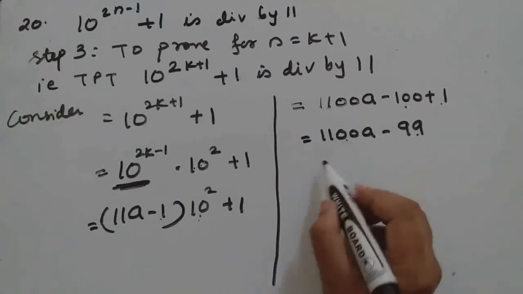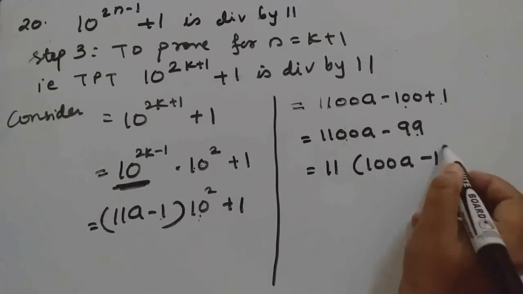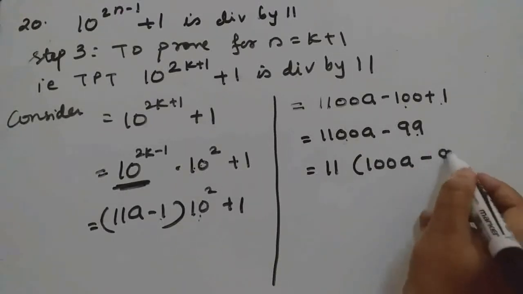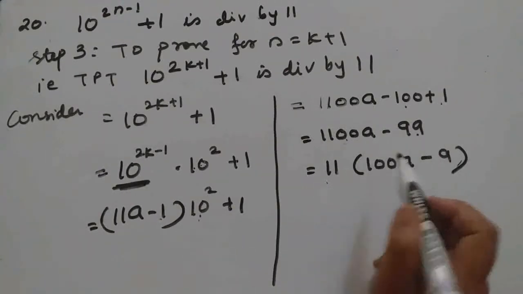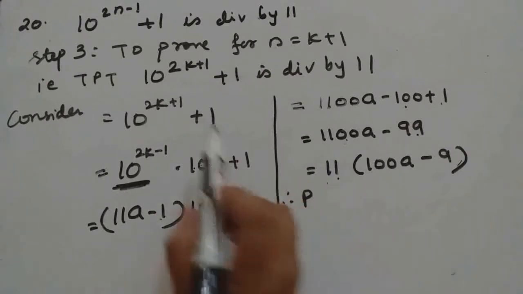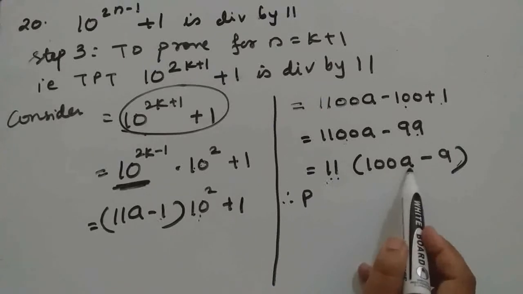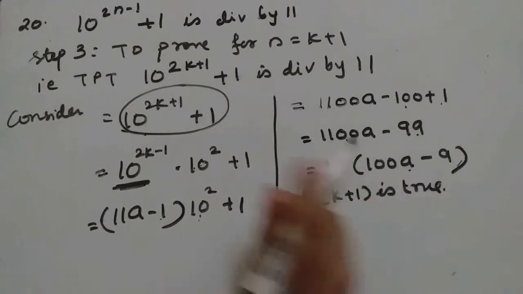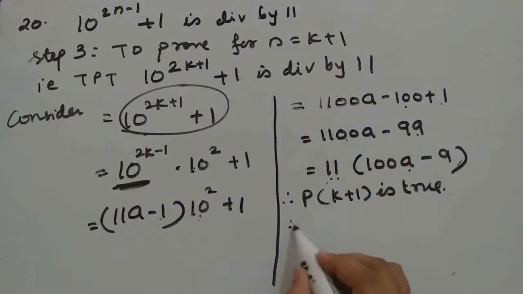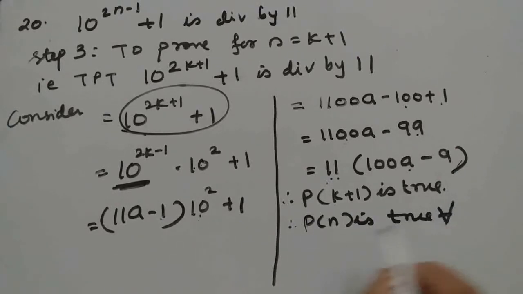From both these terms we can take common 11, isn't it? 100a minus 1 minus 9 will remain. So 11 into some number. That means we have proved that this expression can be written as 11 into some constant number. Therefore P of k plus 1 is true. That means this number is divisible by 11. Therefore P of n is true for all n belongs to N.